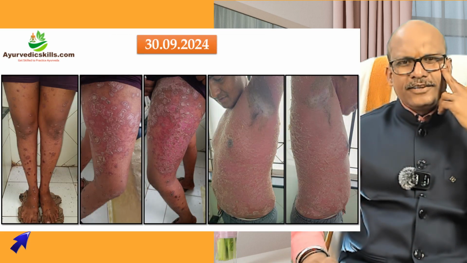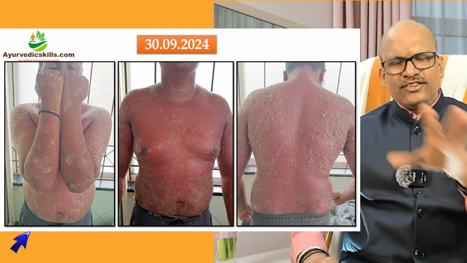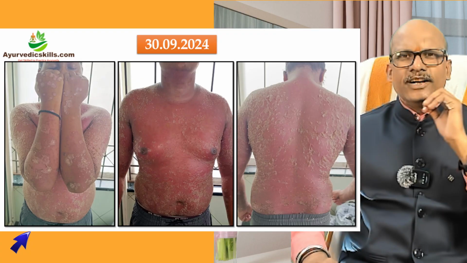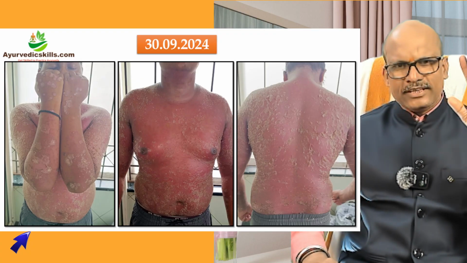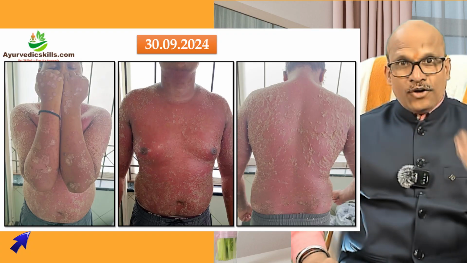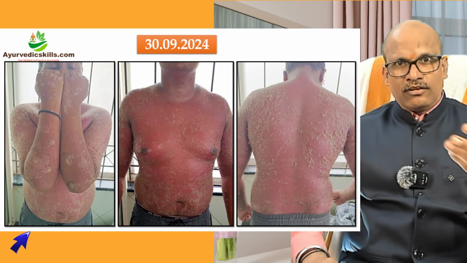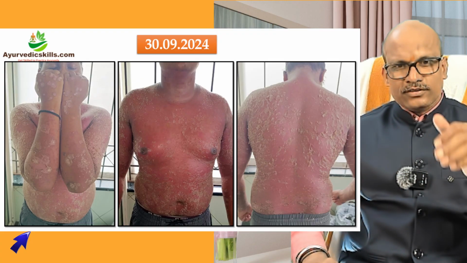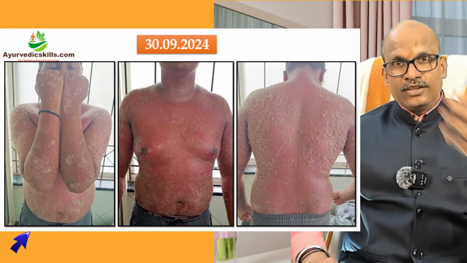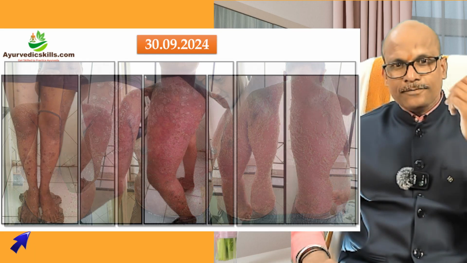The condition is aggravated. By seeing the lesions and all, you can see the patient looks edematous. It is becoming like normal psoriasis, flake psoriasis, or guttate to flake type of psoriasis has converted into erythrodermic type of psoriasis, right?